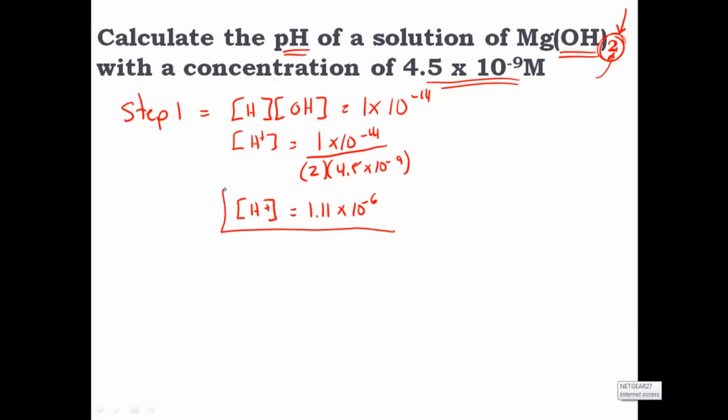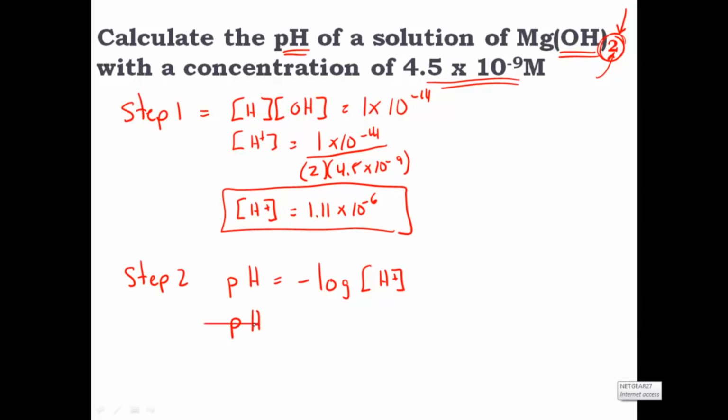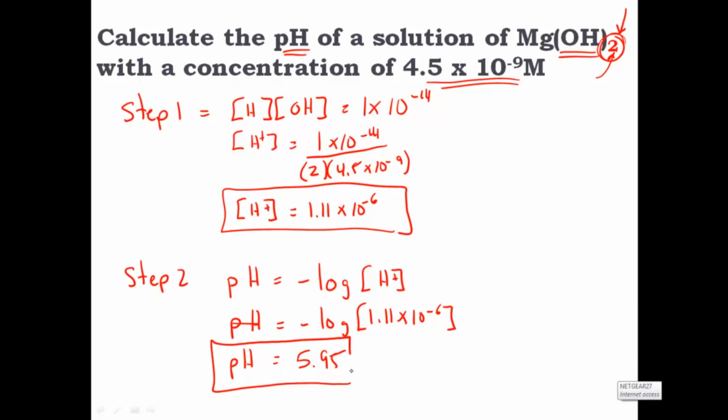Awesome. That's part 1. We've gotten the concentration. That's essential for step 2. In step 2, we're using the pH formula. The pH equals the negative log of the H plus ion. Let's plug our values in, guys, and solve for the pH. And we end up finding the pH is going to be equal to 5.95. You know, once again, that's in the ballpark of my exponent right there, too.